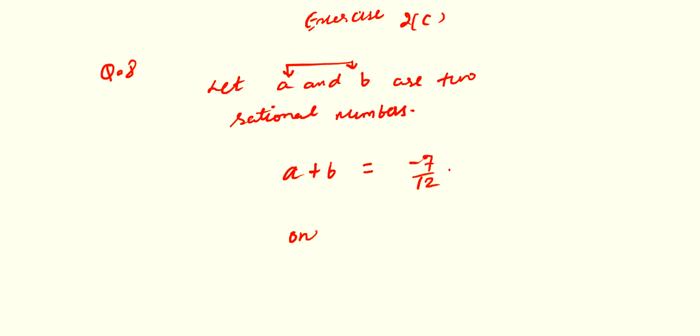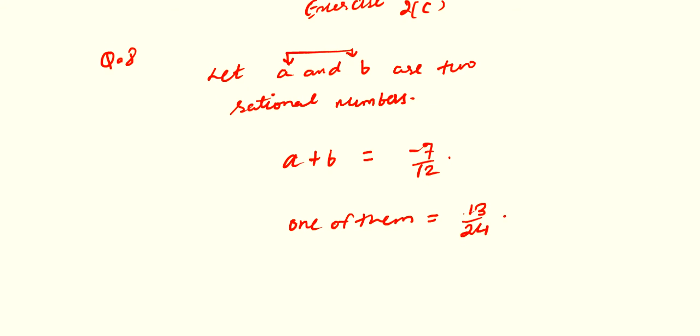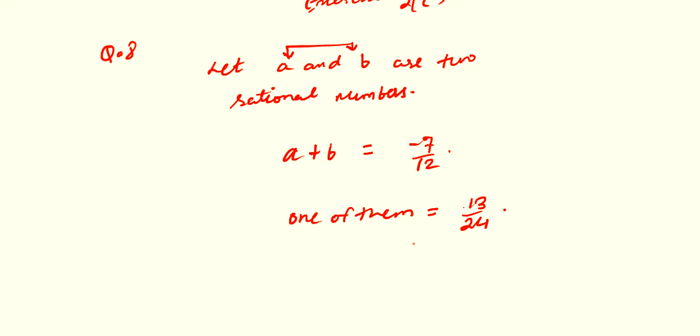If one of them is 13 by 24, find the other. One of them, that means one of A and B is given. You can take this 13 by 24 as A or as B, whatever you want.